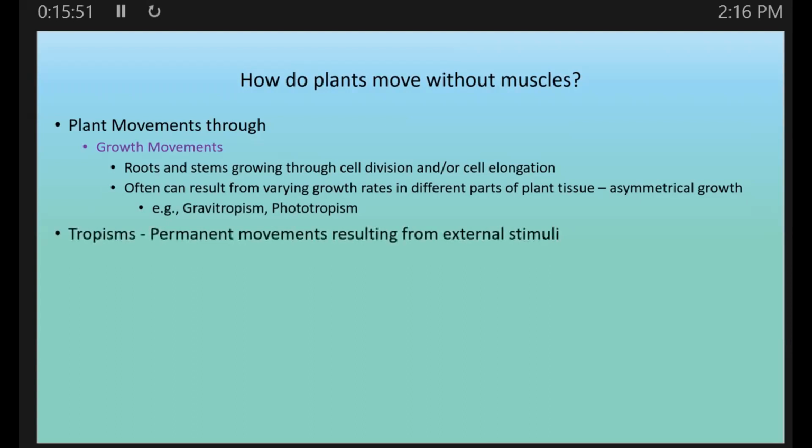By the way, tropism, when you hear that term, it usually is referring to a growth movement. And so in that regard, it's a permanent movement. If you're adding cells, that's kind of a permanent thing. And so we'll say a tropism is a permanent movement because of some external stimuli. And it can either be toward or away from the stimulus, it just depends. And so we're thinking about this idea of, well, let me show you an example.